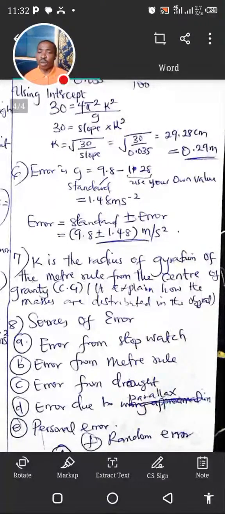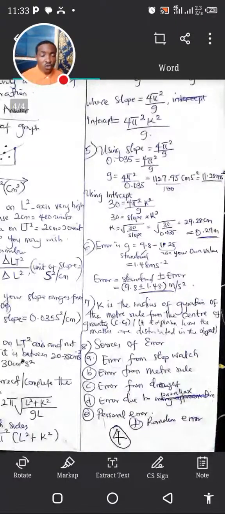And we also have error from the meter rule. So that could be a parallax error, which is option D. Answer D, error due to parallax. And the meter rule too: if the meter rule is faulty, you also have a problem, just like the stopwatch. So you can also talk about systematic error if need be. Yes, you can talk about systematic error in this case. So, error from the meter rule. If the meter rule is broken, there's a problem with the zero, the counting and everything. You could also have an issue with that.